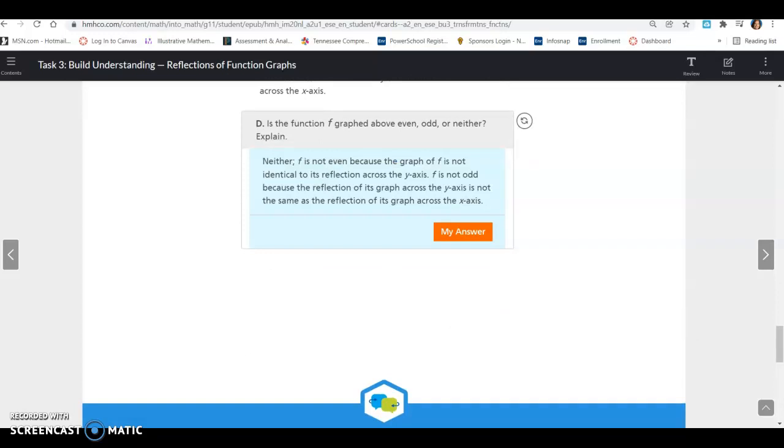All right, neither. F is not even because the graph of f is not identical to its reflection across the y-axis. F is not odd because the reflection of its graph across the y-axis is not the same as the reflection of its graph across the x-axis. Okay, again, that is a mathematical definition for that, but just be aware that those are not even or odd. All right, if you have any questions, please let me know.